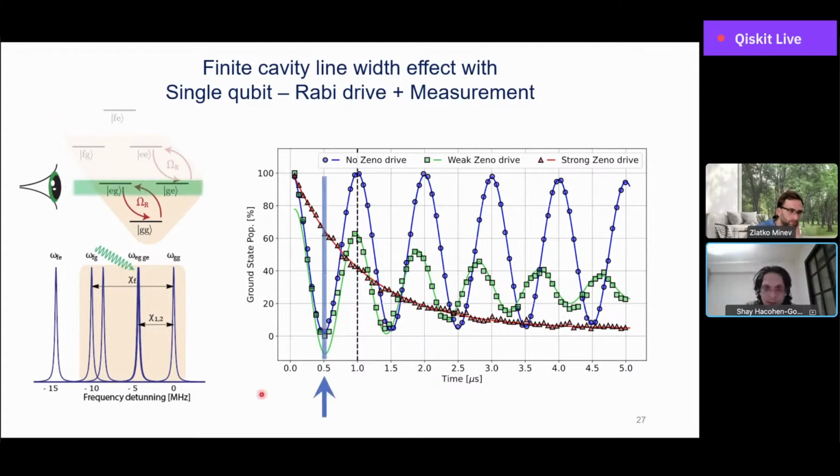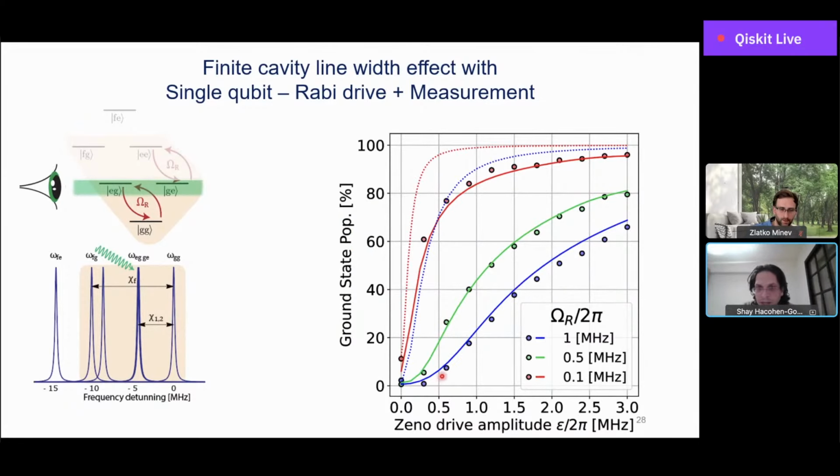But the point that I want to make is, let's look at what happens after half an oscillation. This is the important part, and compare it to what we expect. So this is what is plotted here, these dots over here. This is experimental data. And we do this for 3 different Rabi frequencies: 0.1 megahertz, 0.5, and 1 megahertz.